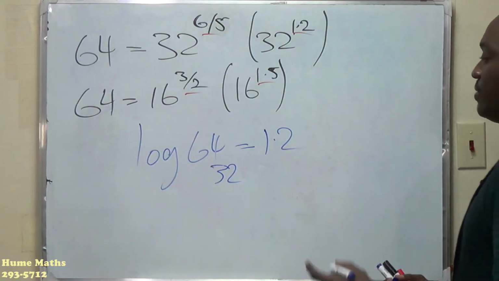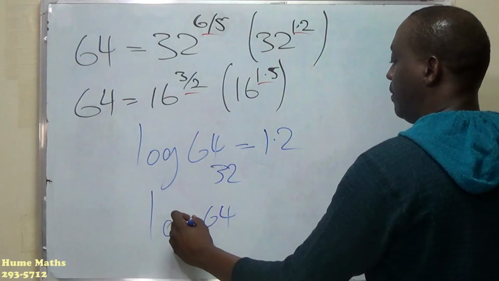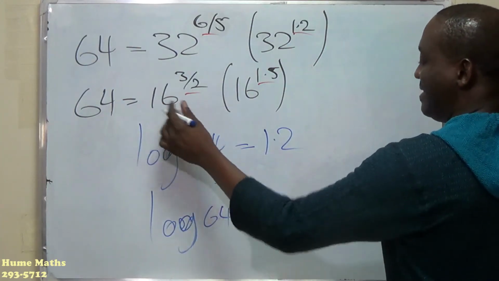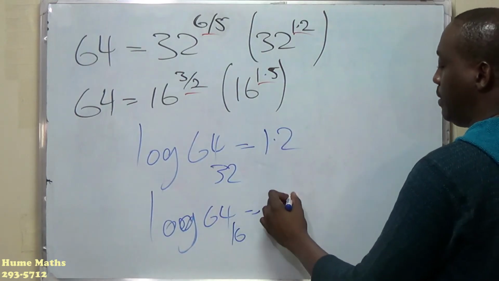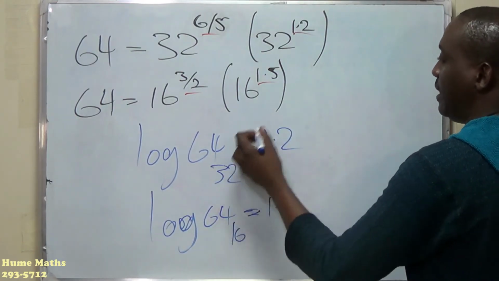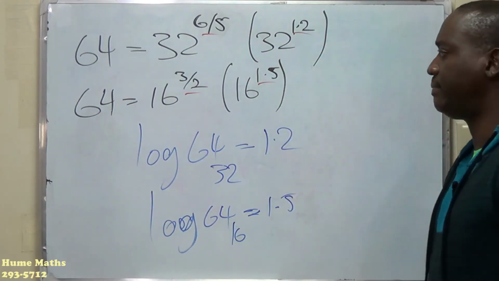Good? And we could also write that the log of the same 64, this time the base is 16, is equal to 1.5. Remember, of course, that the log is the power that you're raising the base to. Good? So that's basically it.